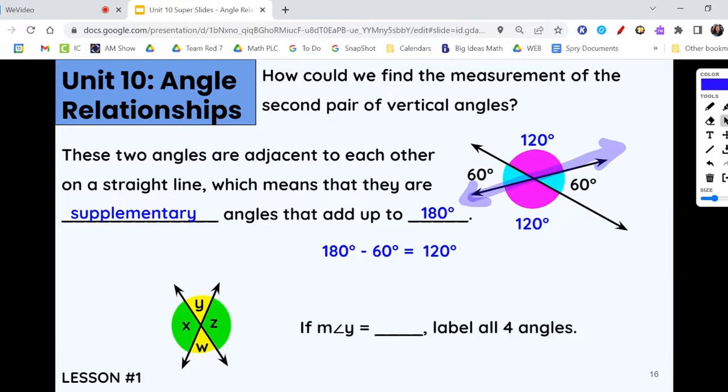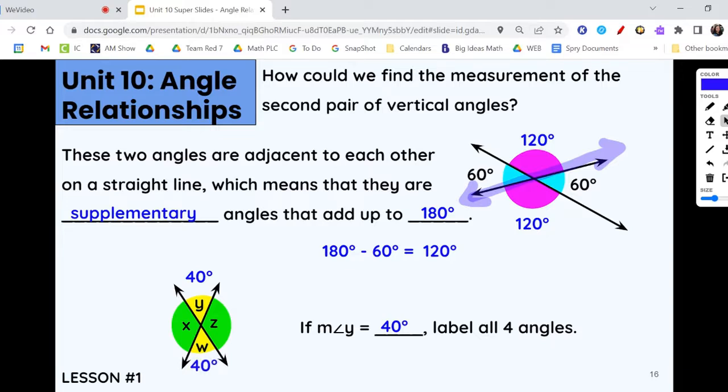All right. If the measurement of angle Y is 40 degrees, label all four angles. All right, no problem. So the first thing I'm going to do is find angle Y and label it 40 degrees. If angle Y is 40 degrees, then its vertical angle is also 40 degrees. Which angle is vertical to angle Y? Angle W. So let's label angle W as 40 degrees.